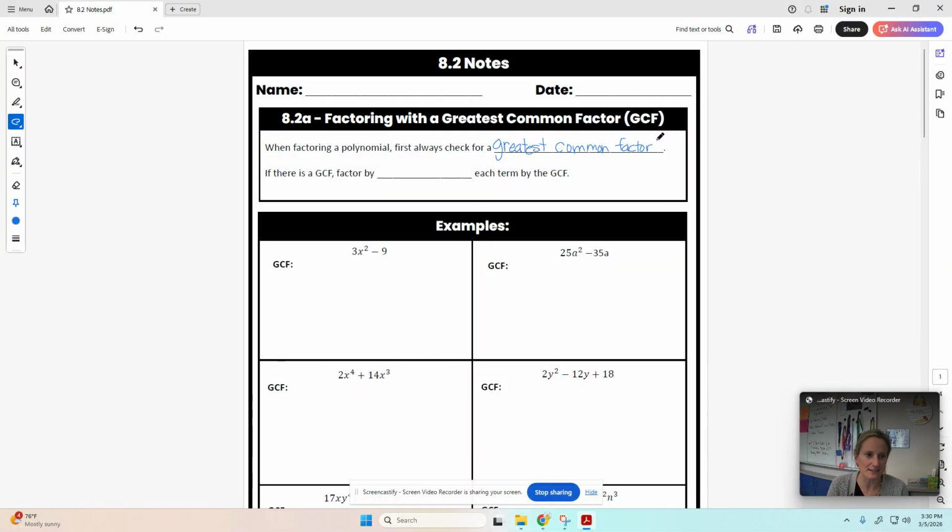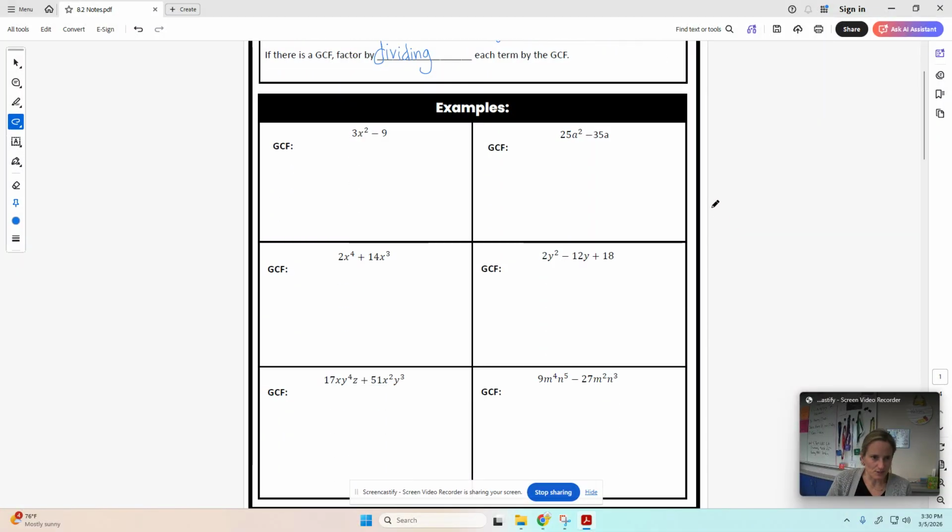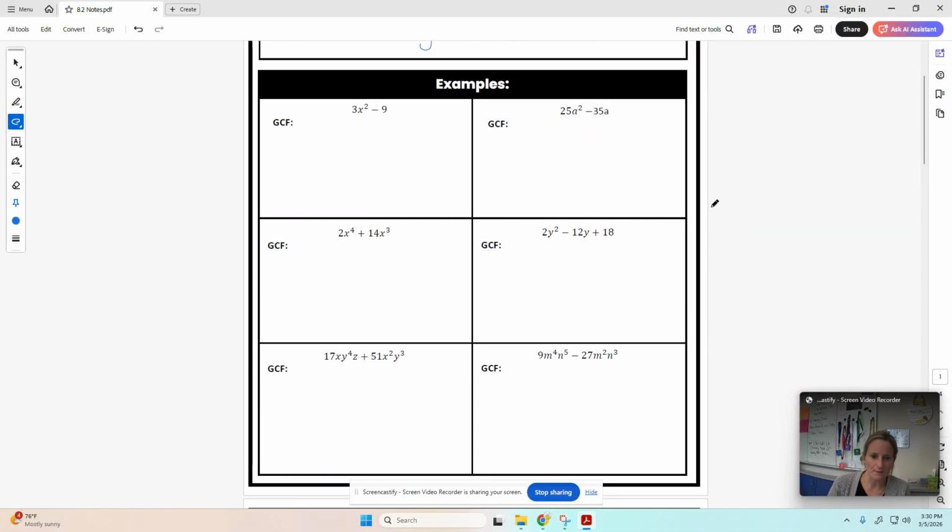Once we find that, if there is one, and a lot of times we'll shorten greatest common factor to just GCF, we're going to factor by dividing that out, basically. So we're going to end up dividing each term by that greatest common factor. Let's look at some examples to see what all of that means.